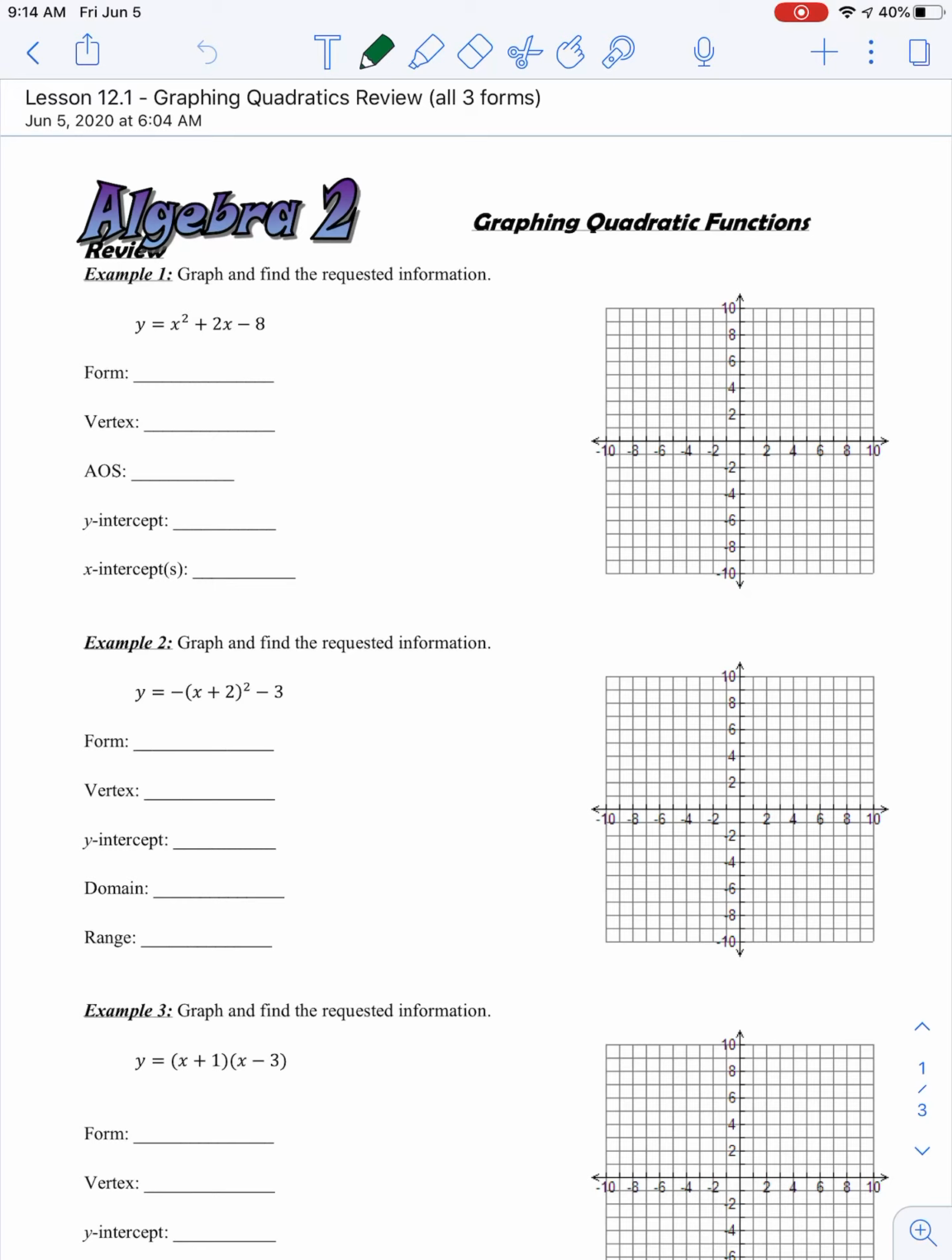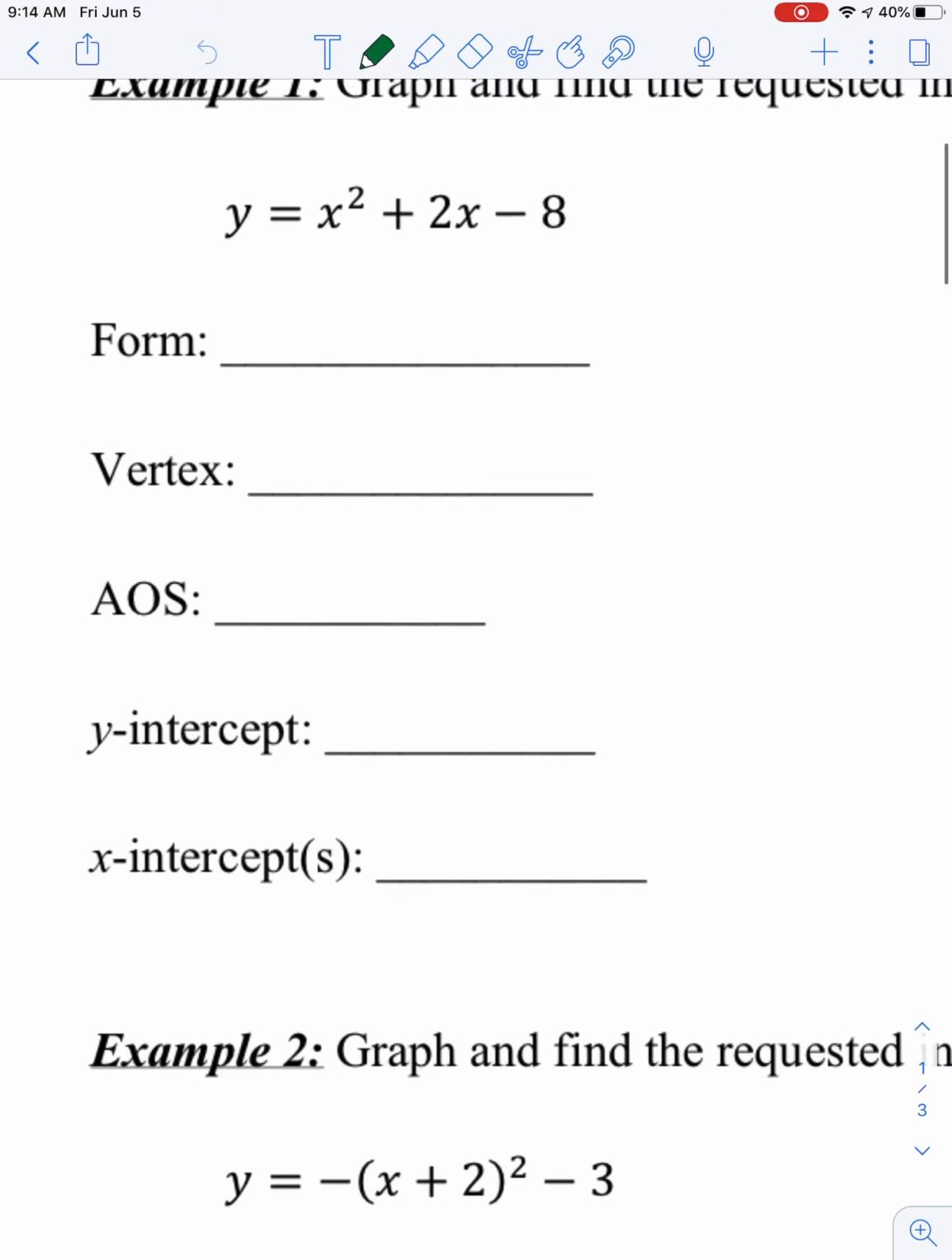In this lesson, we are graphing quadratic functions. We've already learned now how to graph quadratic functions in standard form, vertex form, and intercept form. So we're basically just putting it all together. There's not really anything new in this lesson except to be able to look at the function that's given and initially determine which form it's in and then find the appropriate information from there. So let's take a look at example 1.